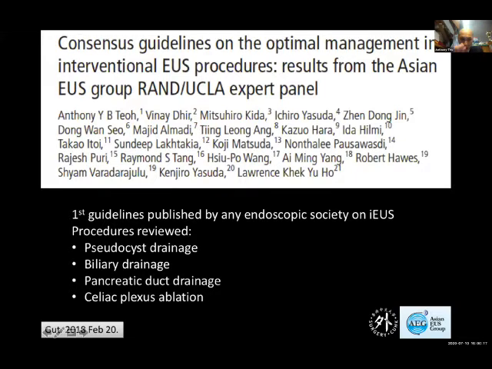In this guideline, we focus mainly on 4 procedures, including pseudocyst drainage, biliary drainage, pancreatic drainage, and also celiac plexus ablation. The guidelines not only cover the procedure, but we also cover indication, pre-procedural planning, post-procedural planning, and also training. If any of you are interested, please take a look. We also plan to have an update on these guidelines soon. We plan to include more procedures like gallbladder drainage, walled-off necrosis, or even GJ.